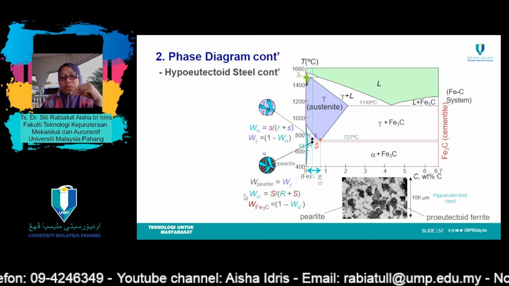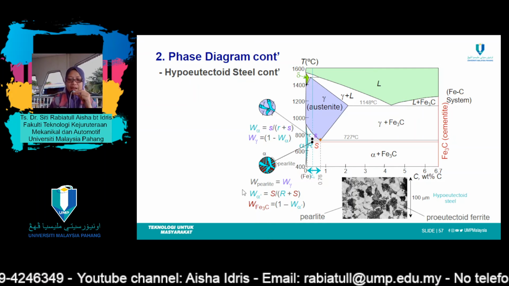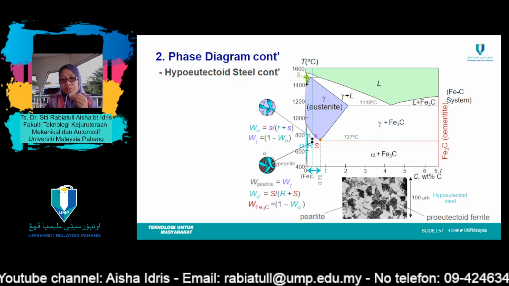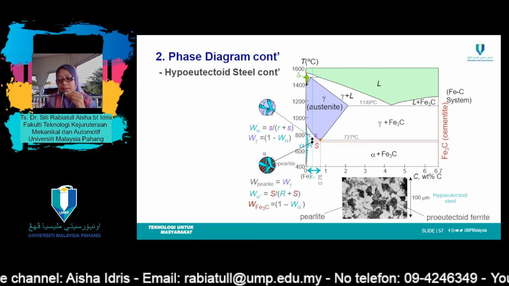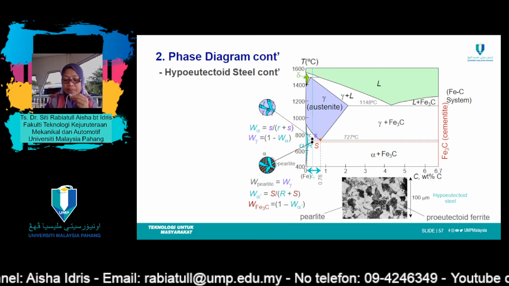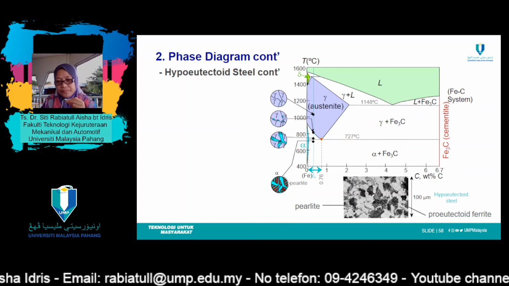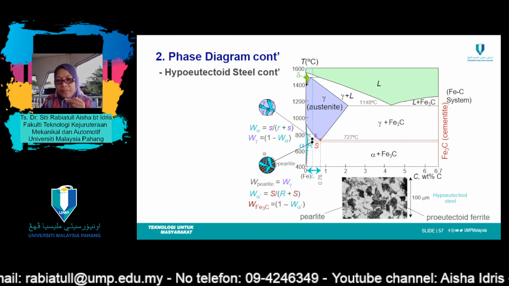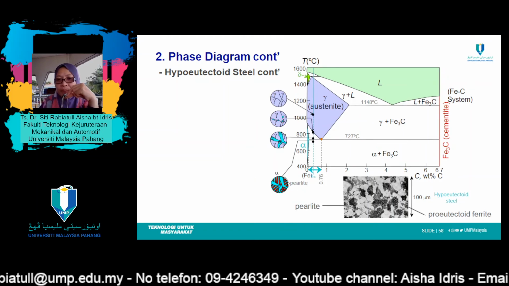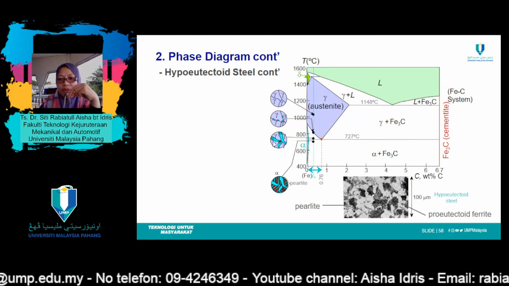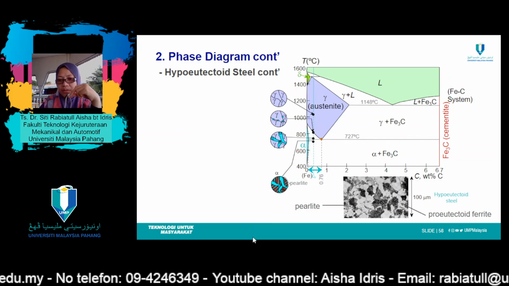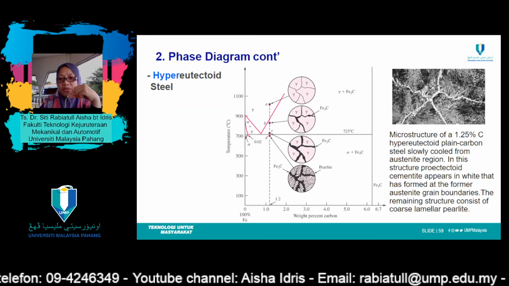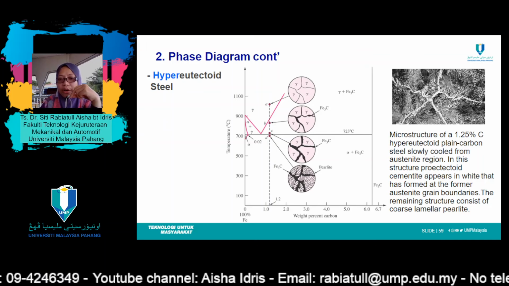So the same goes for this one. Basically, either formula is applicable. It's up to you which formula you want to use. But in the end, the total has to be 100% or equal to 1. This is hypoeutectoid steel. So these are the microstructures that you may find. And this one is for hypereutectoid steel.